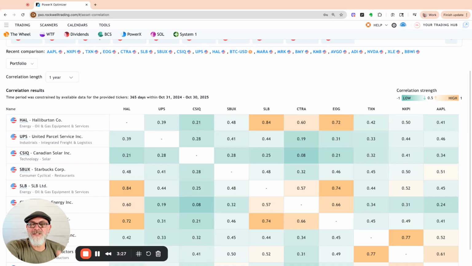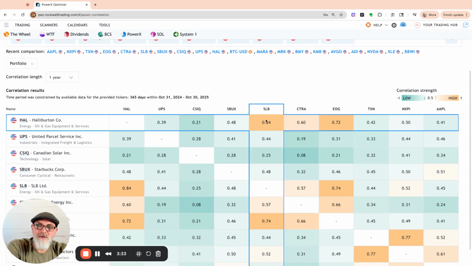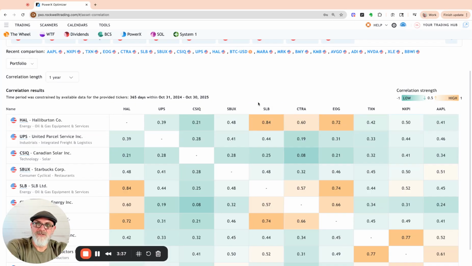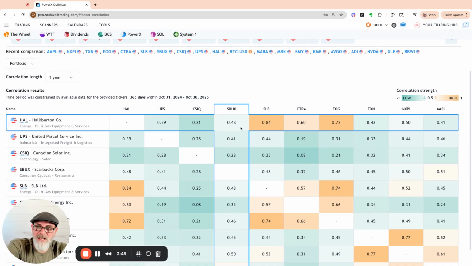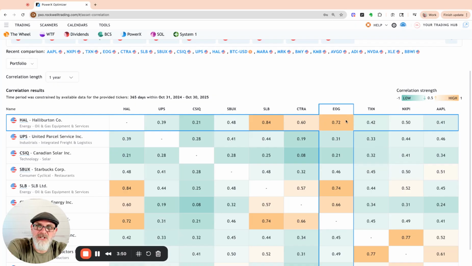But what really starts to be a concern is when I see that there is a reading of 0.65 or higher. So Schlumberger SLB has a very high correlation to Halliburton. For some of you that are familiar with oil and gas stocks, that might come as no surprise. But for others, without using this tool, you might not even realize that Schlumberger is highly correlated to Halliburton or that EOG is highly correlated with a reading of 0.72, right?